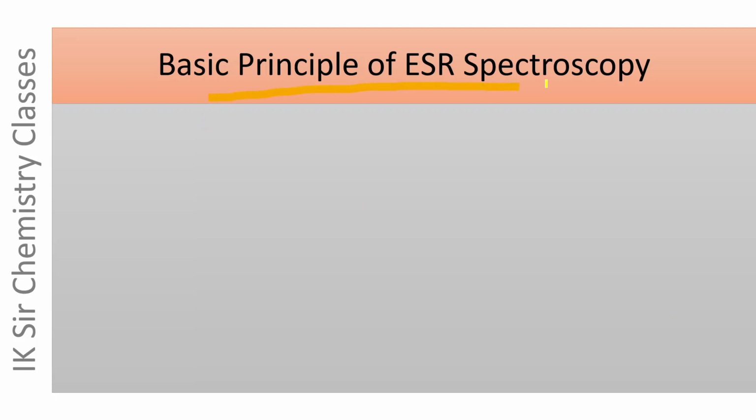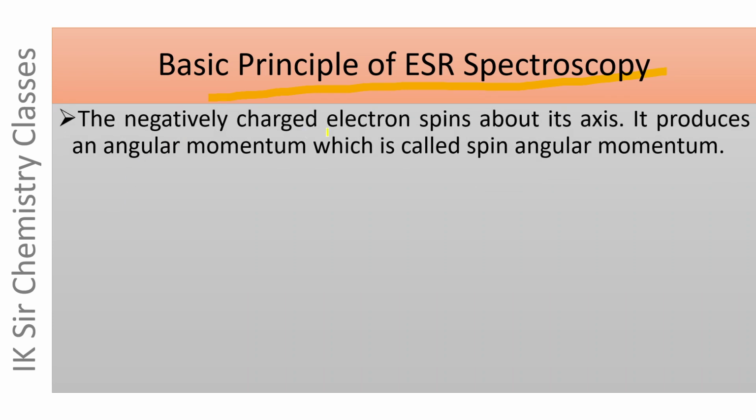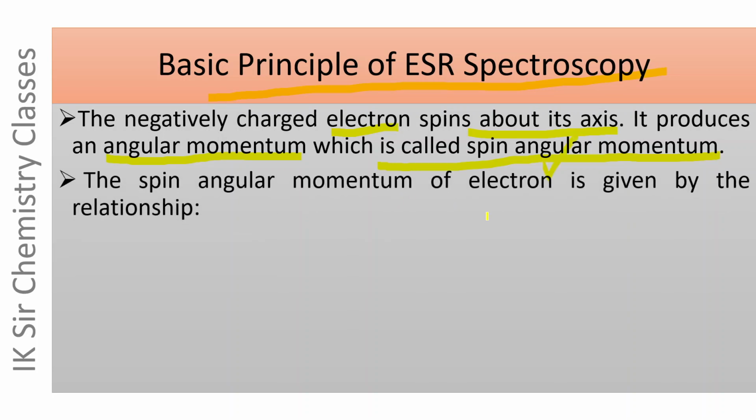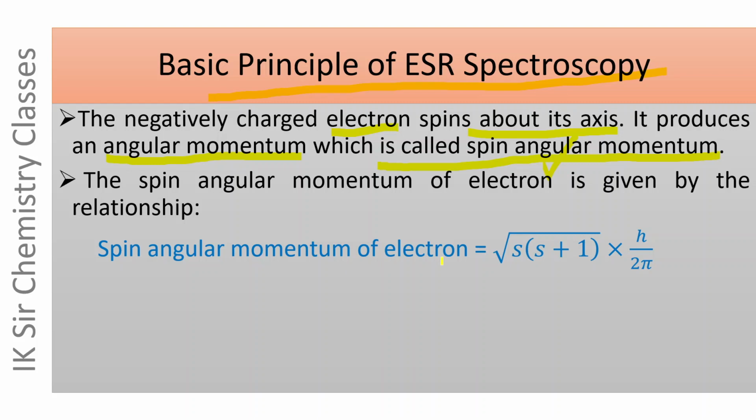Basic principles of ESR spectroscopy. The negatively charged electron spins about its axis, and this motion of electron produces an angular momentum, which is known as a spin angular momentum. The spin angular momentum of electron is given by the following relationship: spin angular momentum of electron is equal to root of s into s plus 1 into h by 2 pi.